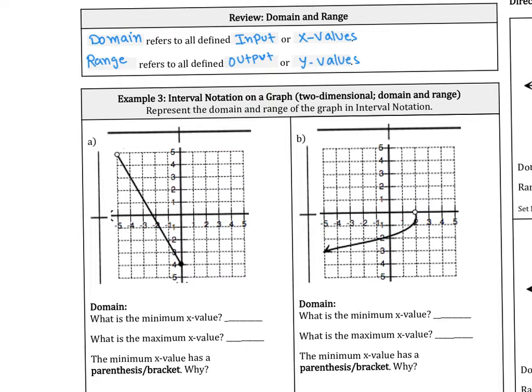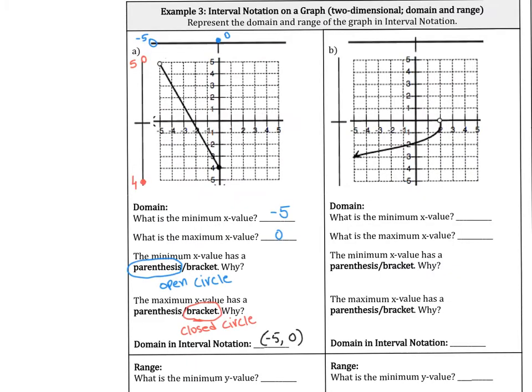Example number 3. Interval notation of a graph. Represent the domain and range of the graph in interval notation. To find the domain of the function or the graph, so this is the graph written here, we need to find all the x values or the defined x values of the graph.